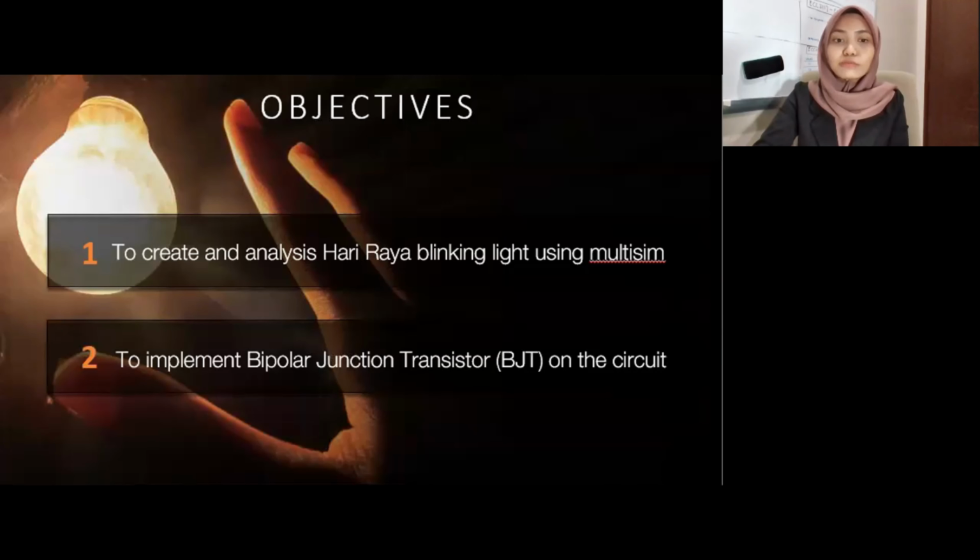So here are our objectives for this lab assignment. First, we want to create and analyze a Hari Raya blinking light using Multisim. Second, we want to implement a bipolar junction transistor (BJT) in the circuit.